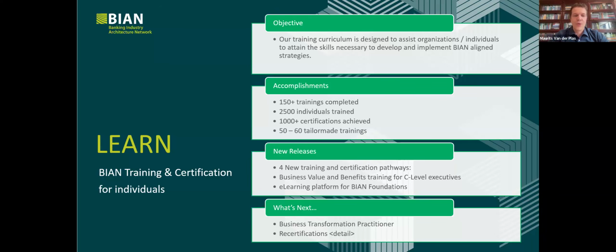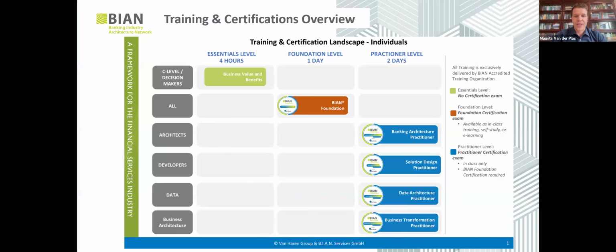And then if we look at what has been established, here we see an overview of the new training and certification landscape. On the left side, the essentials level, that's the business value and benefits session. There's no certification attached to this. You could call it a master class or essential course. This is really intended for C-level or decision makers. A 4-hour or 8-hour workshop to understand what BIAN is for and what the benefits of BIAN are.